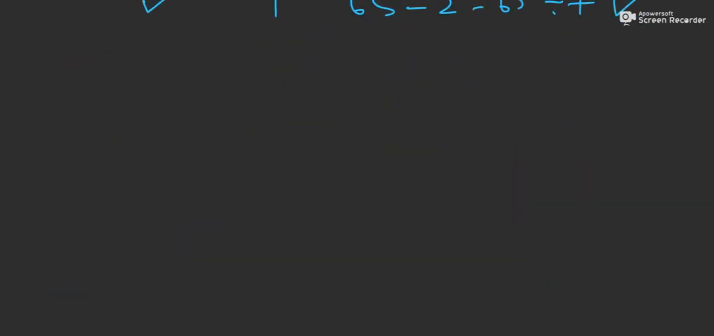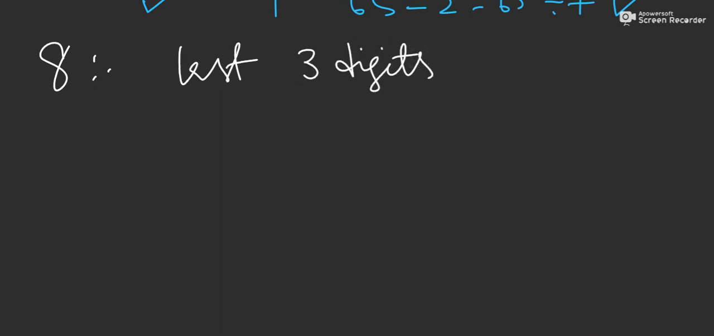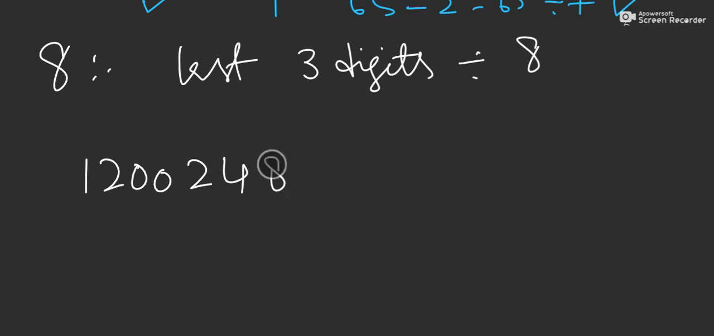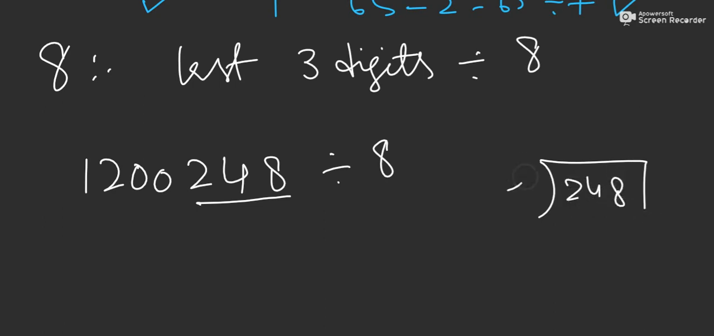Now we are moving further and faster through the rules. The rule for 8: the last 3 digits of any number. I am not writing the full definition, I am just giving you the concept. If the last 3 digits are divisible by 8, then the whole number is divisible by 8. Okay, now let's suppose 1200248. Can this be divided by 8, yes or no? For the last 3 digits, 248, we have to find whether it can be divided by 8.